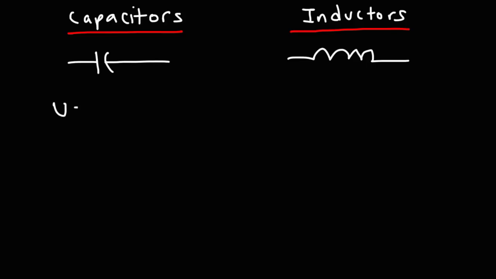As mentioned before, the energy stored by a capacitor is 1/2 CV squared. So the voltage across a capacitor is very important in determining the energy stored in the capacitor. In the case of an inductor, the potential energy stored in an inductor depends on the current flowing through it. The more current that flows through an inductor, the more energy it stores.